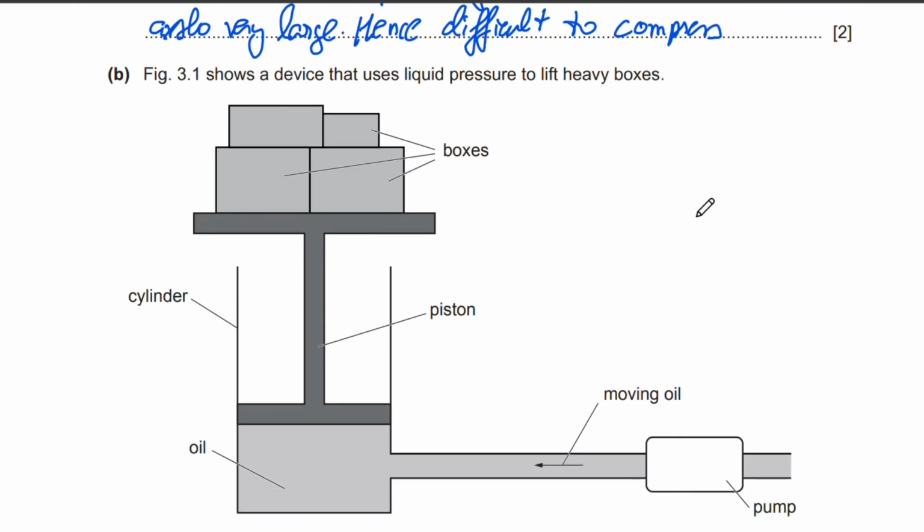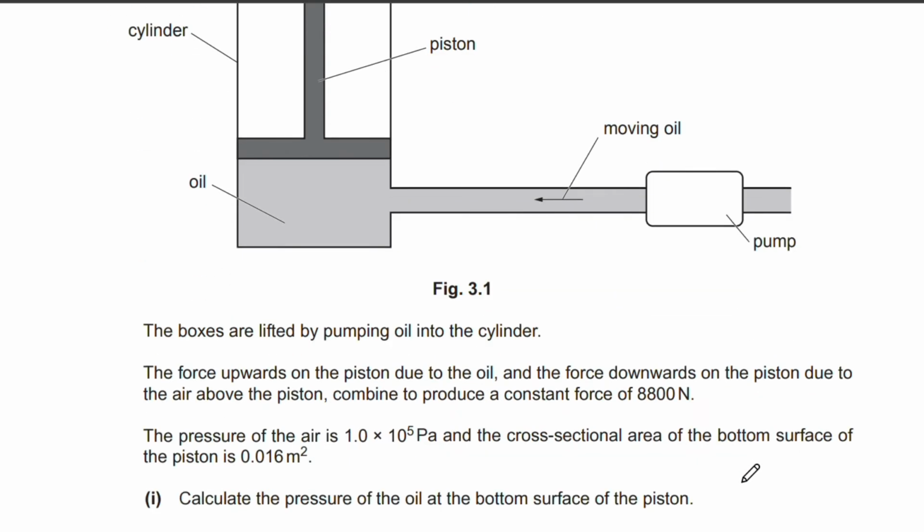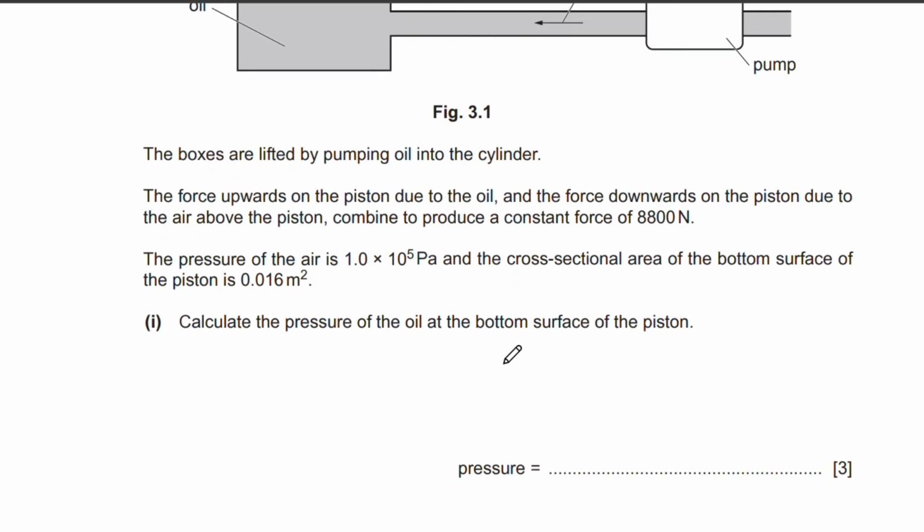Next part. Figure 3.1 shows a device that uses liquid pressure to lift heavy boxes. As you can see, there are boxes, cylinder, piston, oil, and a pump which pumps the oil. The boxes are lifted by pumping oil into the cylinder. The force upward on the piston due to oil and the force downward on the piston due to the air above the piston combine to produce a constant force of 8800 Newton. The pressure of the air is 1.0 into 10 to the power 5 Pascal and the cross-section area of the bottom surface of the piston is 0.016 meters square. Calculate the pressure of the oil at the bottom surface of the piston.